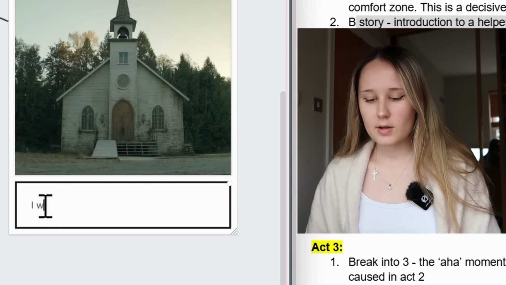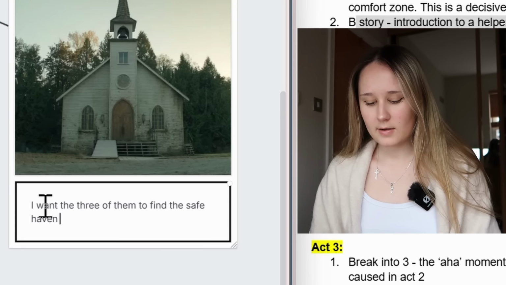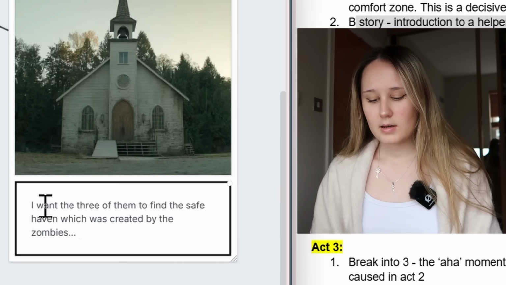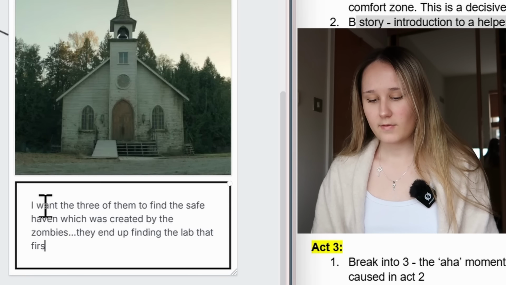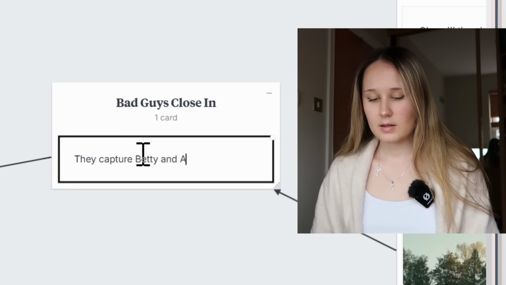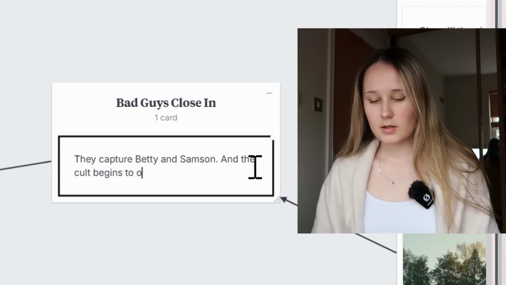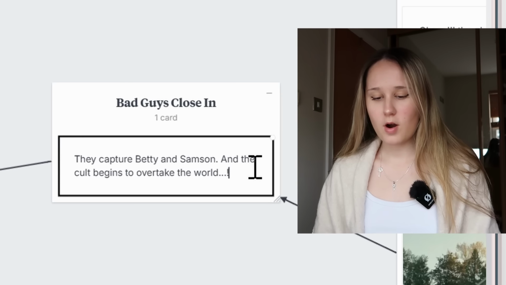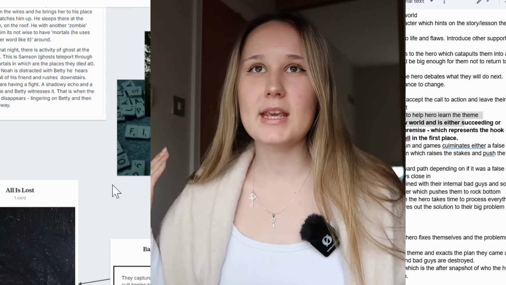Okay, the midpoint, I want the three of them to find the safe haven, which was created by the zombies. They end up finding the sort of lab that first created the zombies. Betty has flashbacks. They capture Betty and Samson, and the cult begins to overtake the world. Okay, that's all the plotting I'm gonna do. I'm gonna keep letting it simmer in my brain in terms of the end of the story.